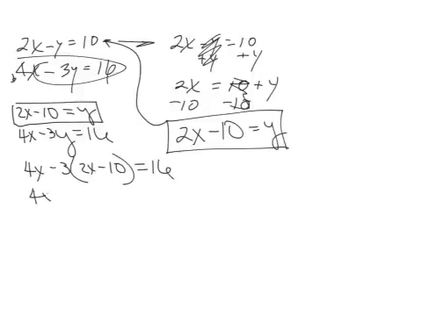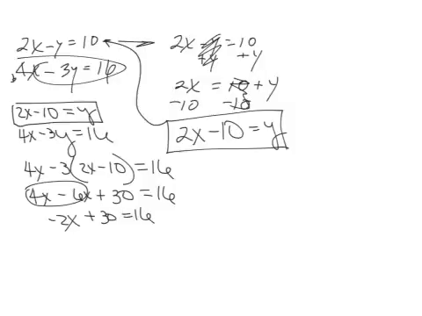I'm going to distribute that 3. Negative times a negative is a positive. I'm going to combine these. I'm going to subtract 30. So I get negative 2x, and those go away. 16 minus 30 is negative 14. Divide by negative 2, and x equals negative over negative is a positive.